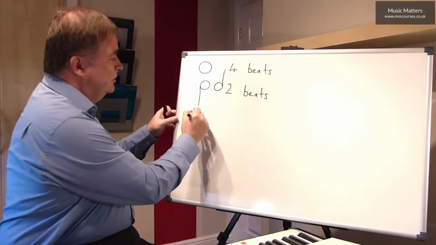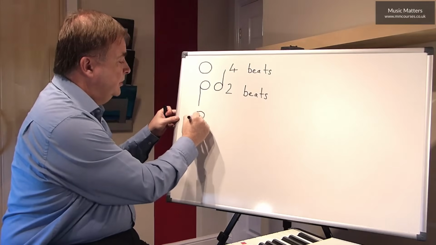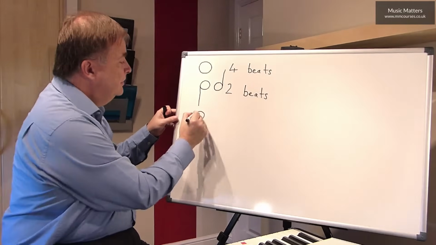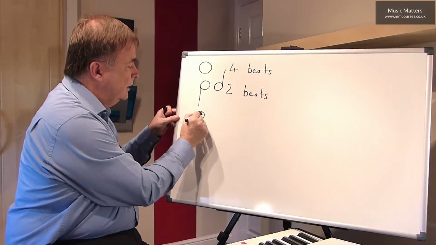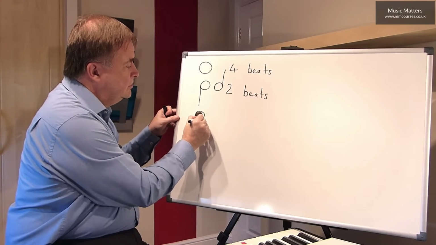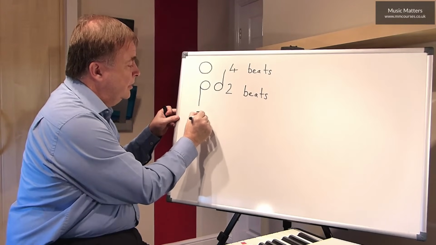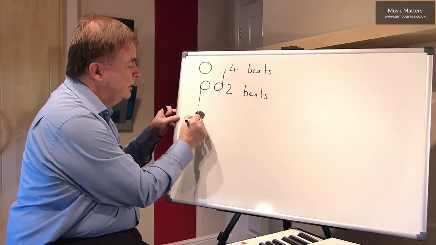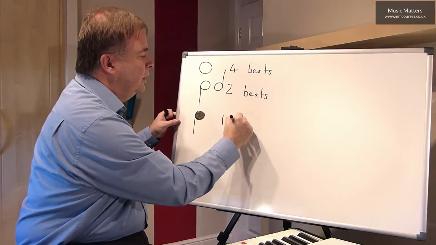The next note, we start with the semibreve again. We put the stem on it that we had for the minim, and now we're going to colour it in. And this is called a crotchet, or in the American system, it's called a quarter note, and it's worth one beat.